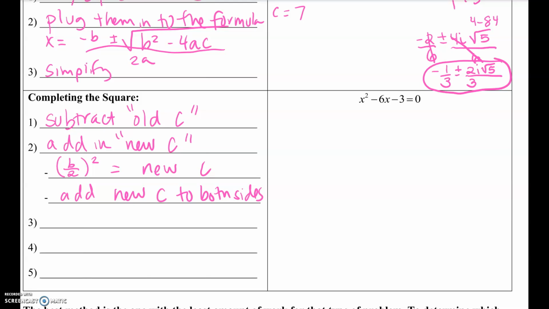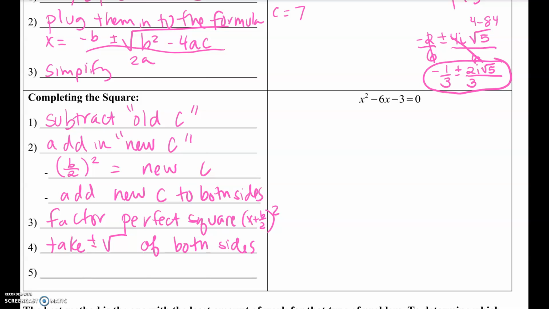So then step 3, we factor the perfect square side. And we're going to factor it to x plus b over 2 in parentheses squared. Okay, next we take the square root of both sides. And don't forget the plus and minus on the number so that we can get 2 answers. And then finally, solve for x.